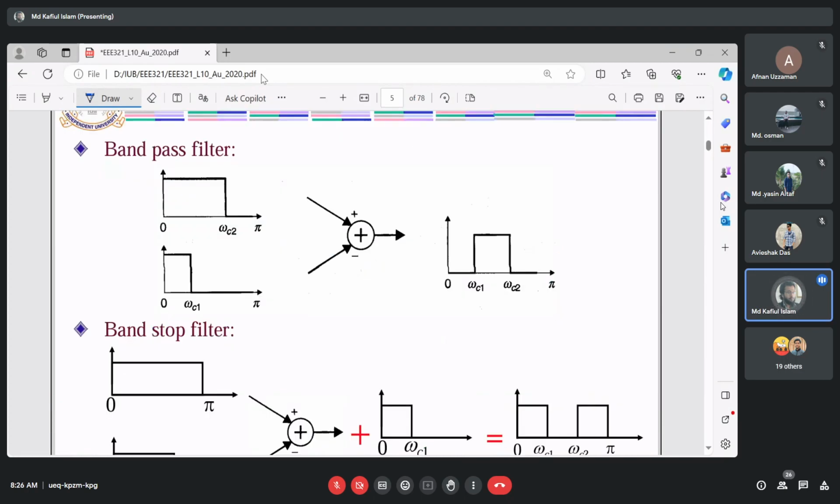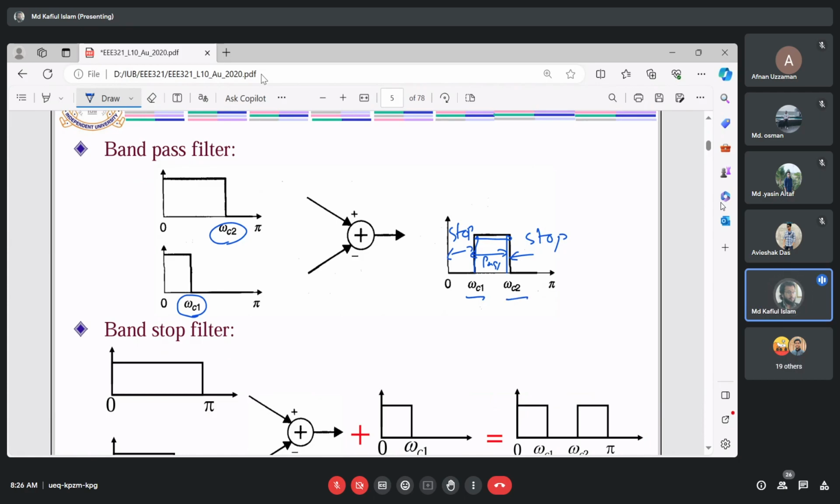Similarly, if you have two low pass filters, one with cutoff frequency omega c2, another with omega c1, and you subtract the second one from the first one, you will be able to find a band pass filter, right? So this is the pass band, and these are the stop bands, with a lower cutoff frequency of omega c1 and a higher cutoff frequency of omega c2.